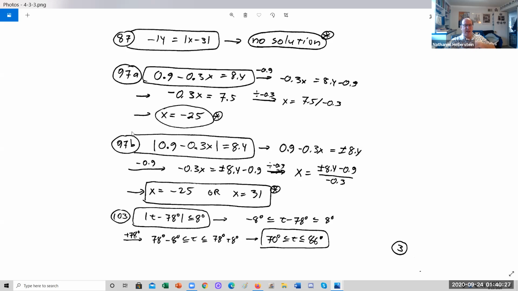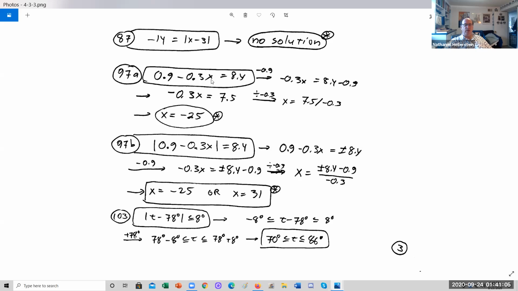97A and B are what the book calls lookalike problems because they're very similar but have different kinds of answers. You have 0.9 minus 0.3x equals 8.4. Well, there's no absolute value sign, so we'll just get a single answer. We'll transpose the 0.9 to the right by subtracting it from both sides. So negative 0.3x equals 8.4 minus 0.9. So then negative 0.3x equals 7.5. Divide both sides by negative 0.3. Get x equals 7.5 over negative 0.3. So x equals, after some work, negative 25.